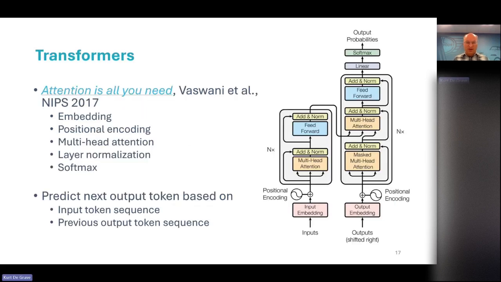Okay, now it gets more interesting. So this famous Attention is All You Need paper by Vaswani et al. at Neural Information Processing Systems 2017, NIPS. These days they call it NeurIPS. Maybe with Trump they'll call it NIPS again.